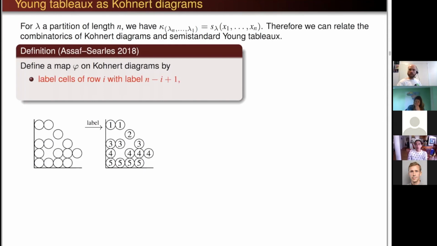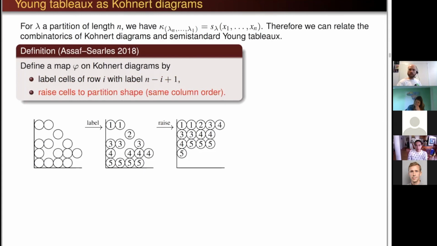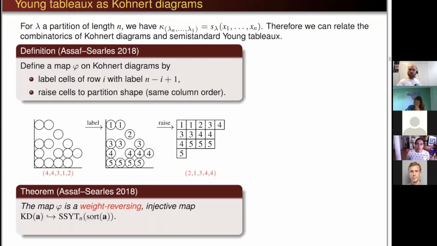And now you fill your bubbles with helium. Don't let them change order, but they float to the top. Now we have a partition shape, and now you make your bubbles square. That's it. It's a very simple map. What Dominic Searles and I proved is that this is, well, it's obviously weight reversing. Our notion of weights in tableaux was the numbers in the boxes, and the weights for bubbles is what row you're in, and this n minus i plus 1 reverses the weight. But this is an injective map. It's not obvious that what you get is a tableau, but it's in fact a theorem.